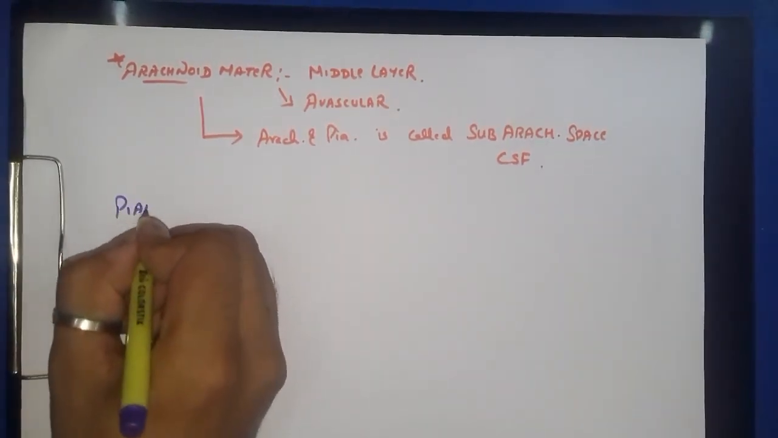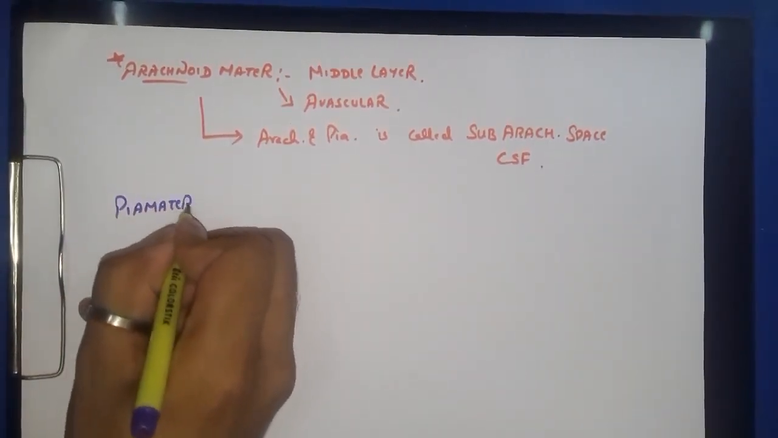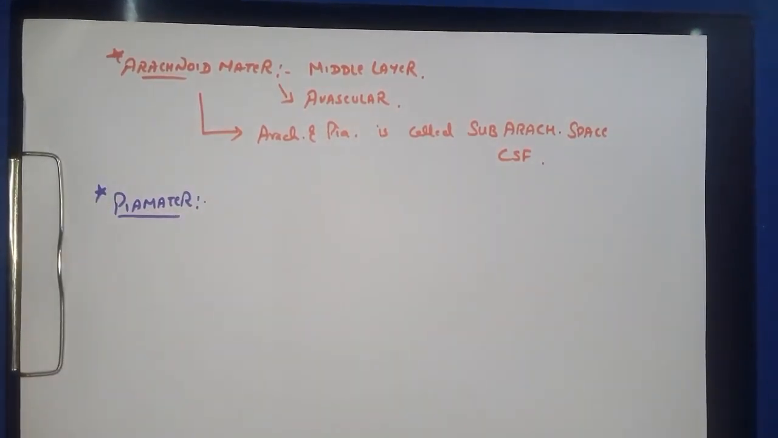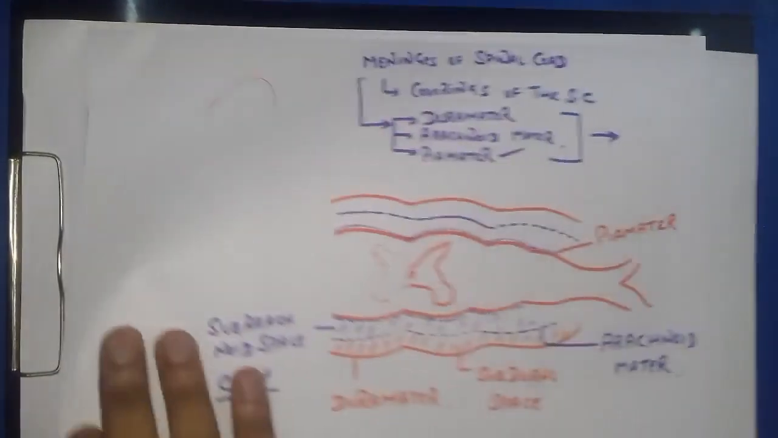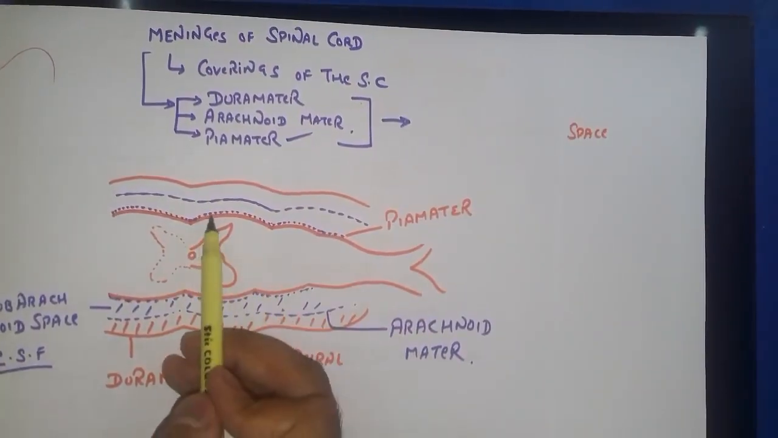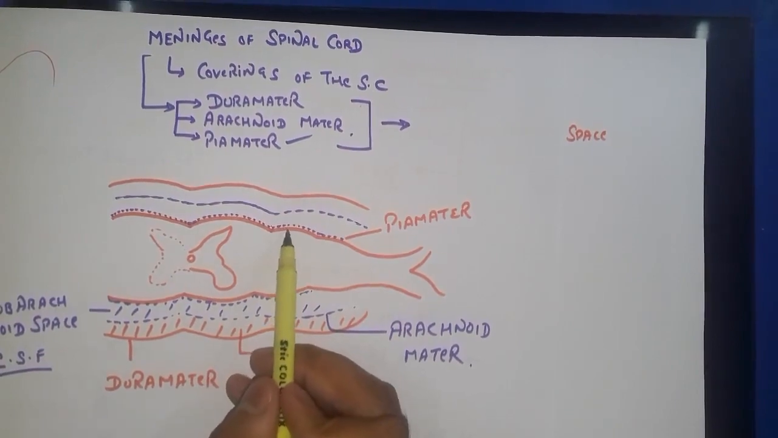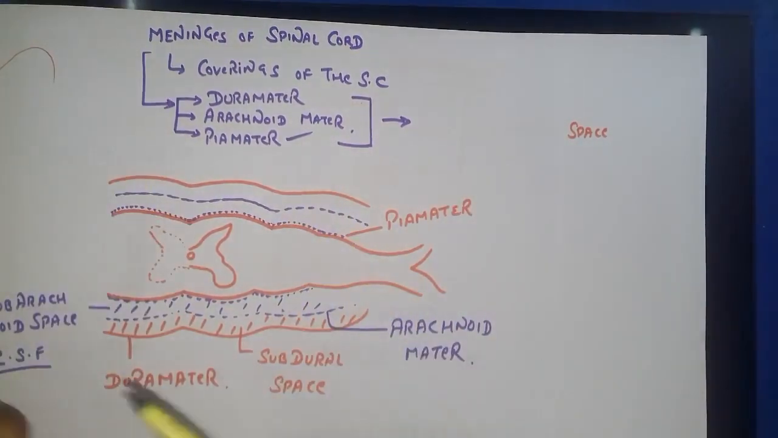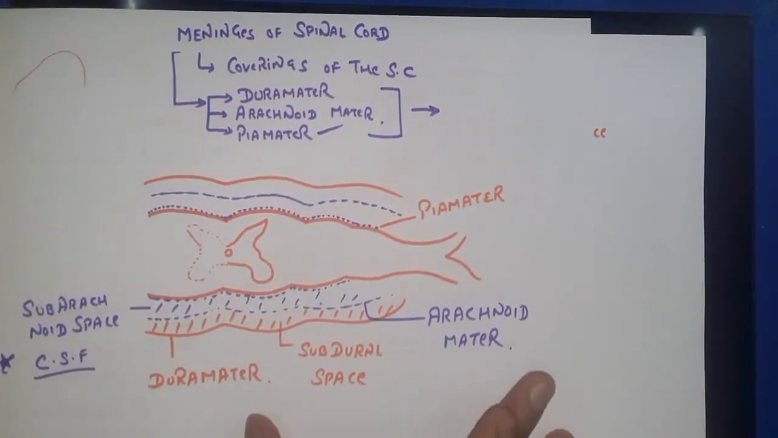The last layer, or the innermost layer, is the pia mater. As I have told you in the diagram, pia mater is the innermost covering, attached very tightly. If you try to pull it out, it is difficult to pull the pia mater away from the spinal cord.